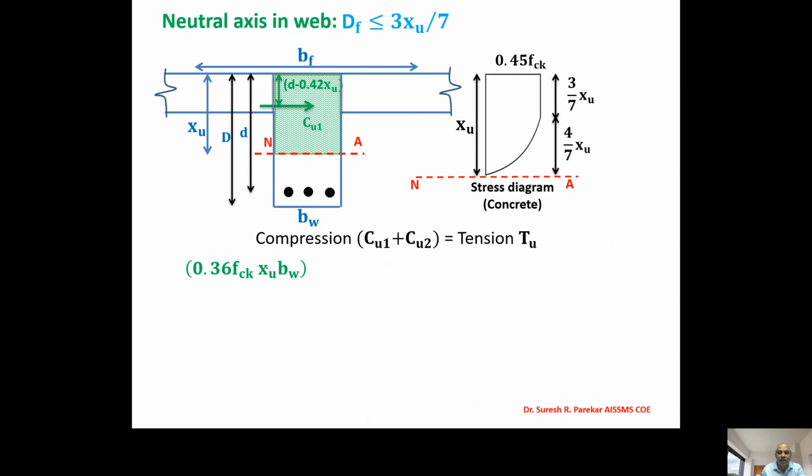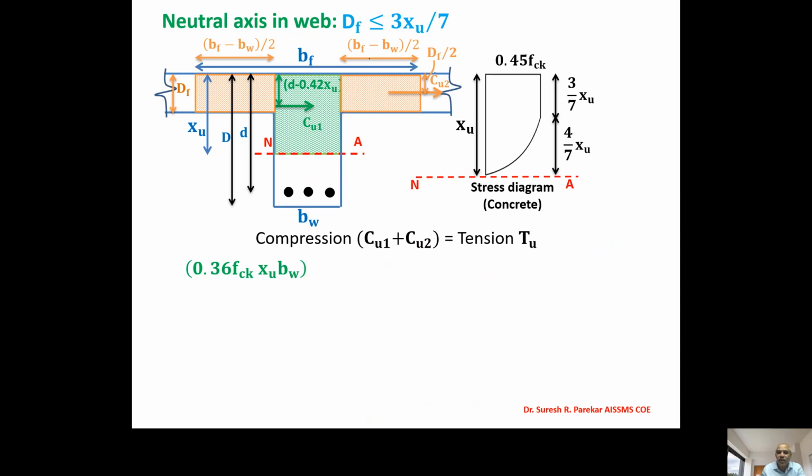So you can see this 0.36 FCK XU BW, because we are going to consider this as a rectangular section. Then plus CU2, we have that remaining part which is BF minus BW. You can see this portion: we have (BF minus BW) by 2, (BF minus BW) by 2. So total we have BF minus BW.